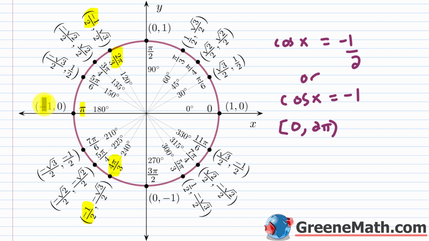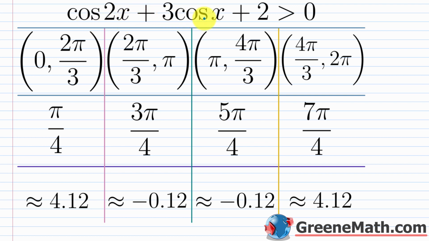So essentially, you're going to have an interval from 0 to 2 pi over 3, and then from 2 pi over 3 to pi, and then from pi to 4 pi over 3, and then from 4 pi over 3 to 2 pi. So I have everything set up already. So we have cosine of 2x plus 3 cosine of x plus 2 is greater than 0. So I'm just using this form here. If you want to make the substitution and write it the other way, that's up to you. It's the exact same thing.